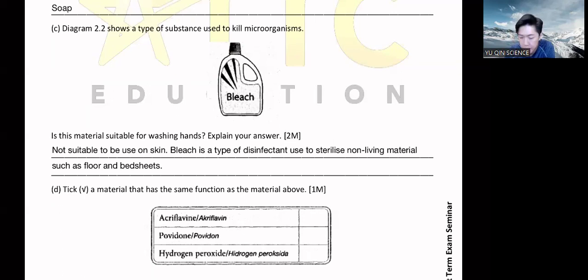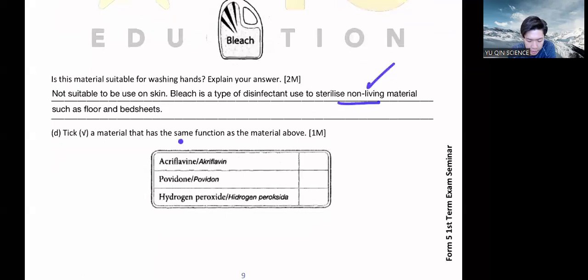Even without the examples is okay. If you think you will not remember that bed sheet, it's okay. The main point is non-living material. Same function as the material, which one is also disinfectant? This one is just a one-mark question. If you don't remember, then you lose the mark. Acroflavine and providone are for skin. You can check your short notes. Hydrogen peroxide belongs to the disinfectant category.